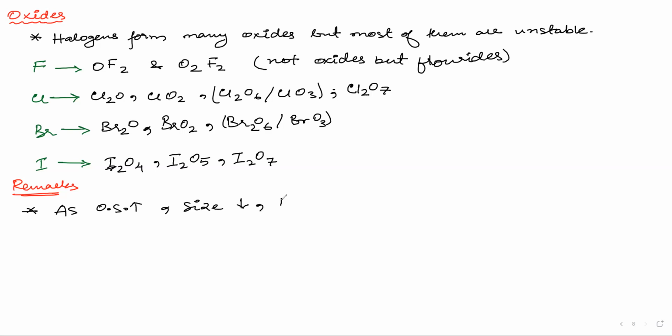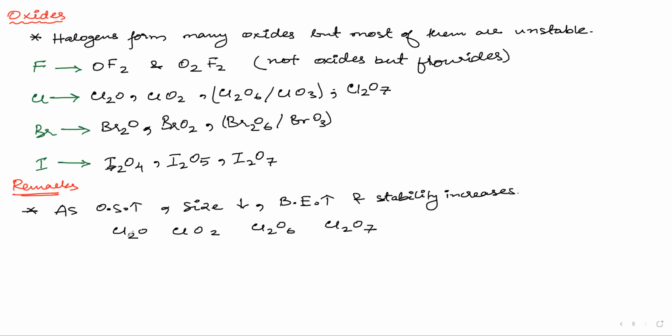Now if the size decreases, you know that the bonds will be shorter. Now bond energy will increase. And if the bond energy increases, the stability increases. Now here, if you compare between Cl2O, ClO2, Cl2O6, and Cl2O7, what is the oxidation state of chlorine?